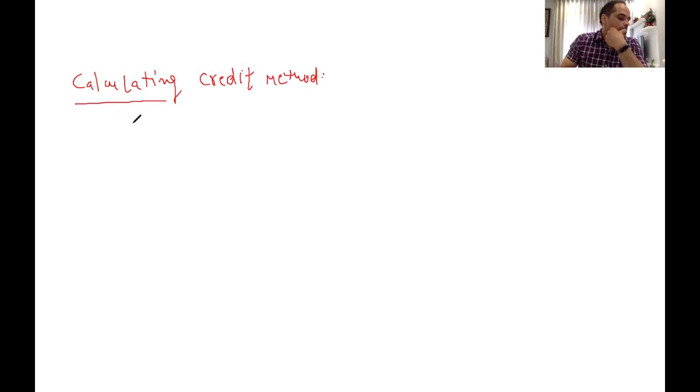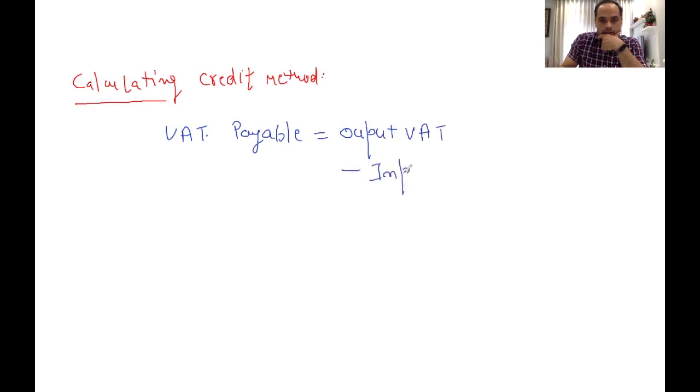Or formula of credit method. So we have only one formula: value added tax payable is output VAT minus input VAT, right? Input VAT, creditable input VAT.